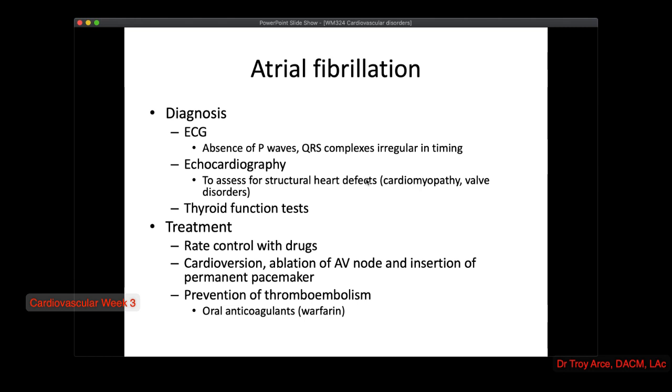Diagnosis is through ECG. You're going to have an absence of P waves. The QRS complexes are irregular in timing. Whenever you see this disorder, they're also going to check it out on the echocardiography to assess for structural heart defects, any valve disorders. Also, they're going to do a thyroid function test, especially since hyperthyroidism causes a lot of issues, with increased heart rate and irregular heart rates.